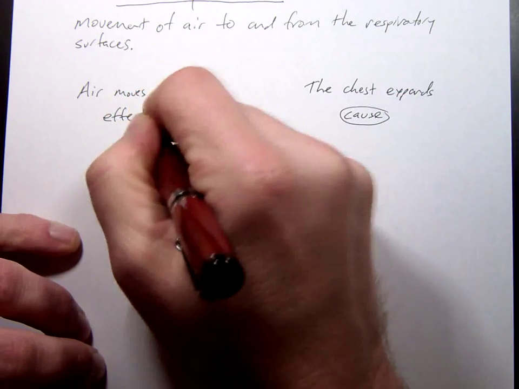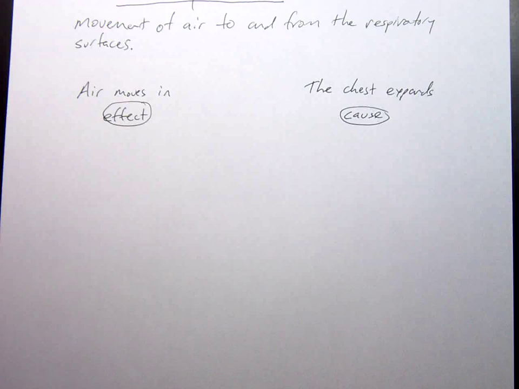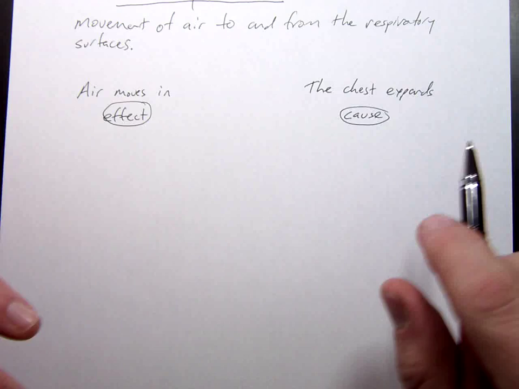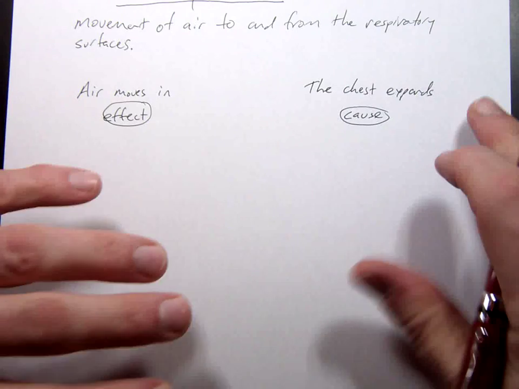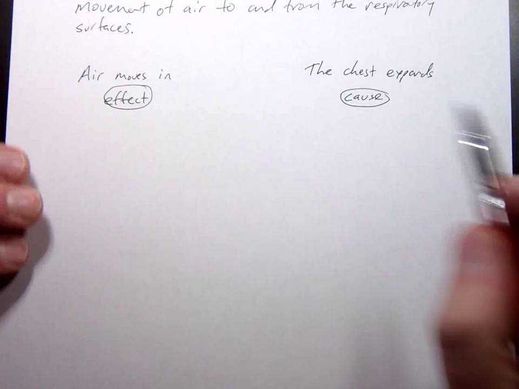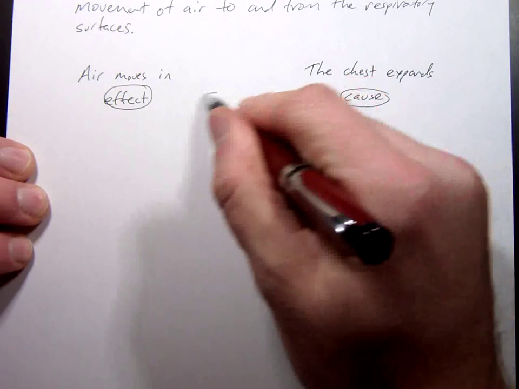Now, I thought forever that it was the other way around, because you breathe in, you see your chest expanding, so you think, oh, maybe it's expanding because the air is moving in. That's not what's happening. Air moves in as a result of the chest expanding. Okay? And the law that governs this is Boyle's law. Now, I want to talk about that in just a second, but I want to put down just a little bit of anatomy here in the center, okay?